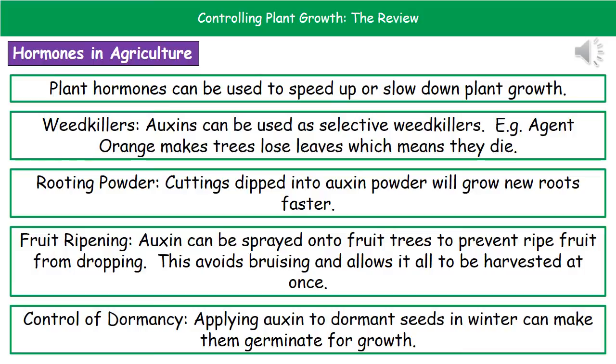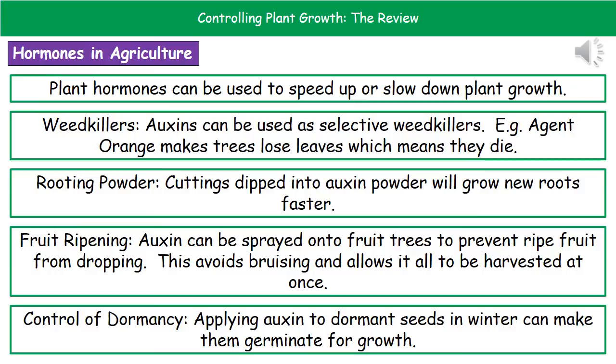We can also use our hormones in rooting powders. So when we take cuttings of plants and we want them to grow into that new plant, we need to stimulate the growth of the roots. So what you do is you take your cutting, you dip it into this powder that contains the auxins, and then that stimulates the growth of new roots.